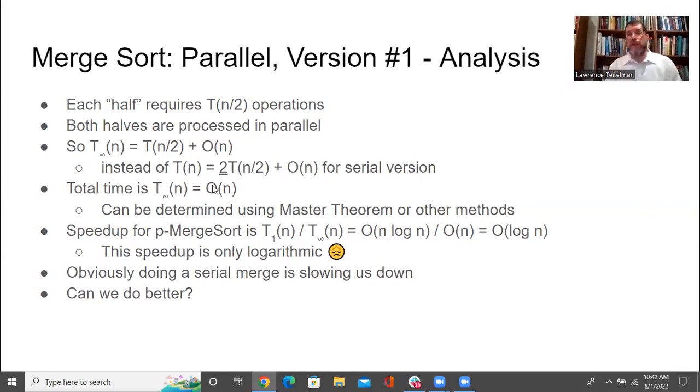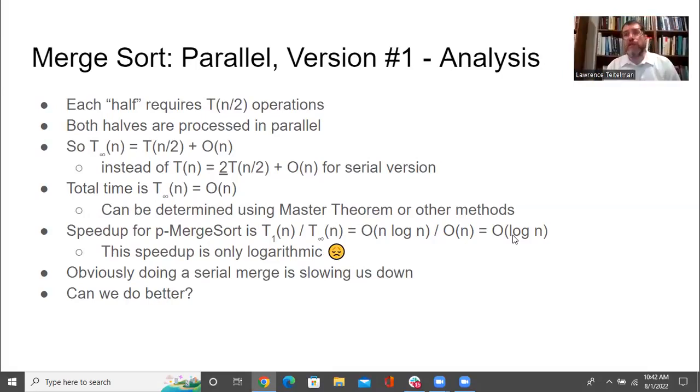So we take the speed up. The speed up is the time for one processor divided by the time for as many processors as we want. And that's n log n divided by O of n, which is log of n. Is that good or bad as a speed up? I think fairly bad. That's really bad.